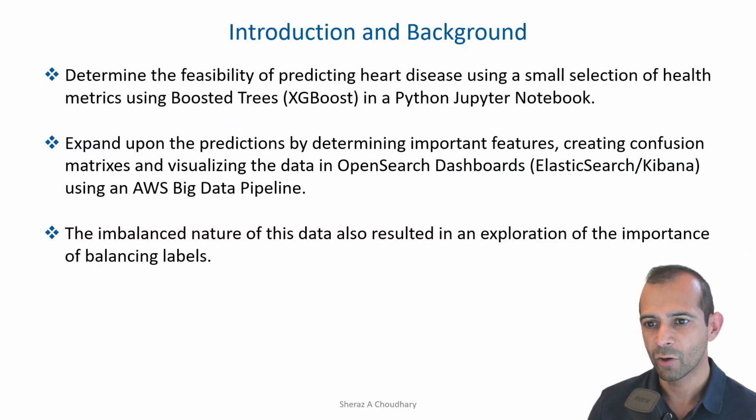So the initial goal of this project is to determine the feasibility of predicting heart disease using a small set of health variables using XGBoost. Then I wanted to take these predictions and the data and via an AWS Big Data Pipeline move the data over to OpenSearch Dashboards where I could do more complicated visualizations and filters. I also discovered this data set was very imbalanced, about 90 to 10 ratio. So I definitely had to deal with that in Python in the data cleanup.